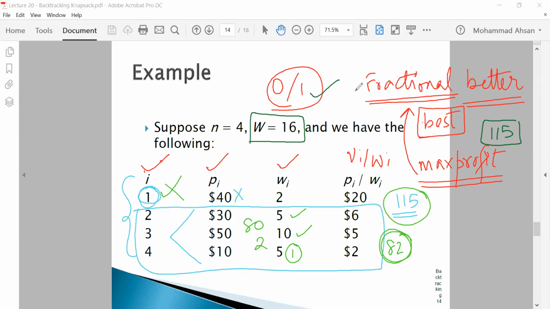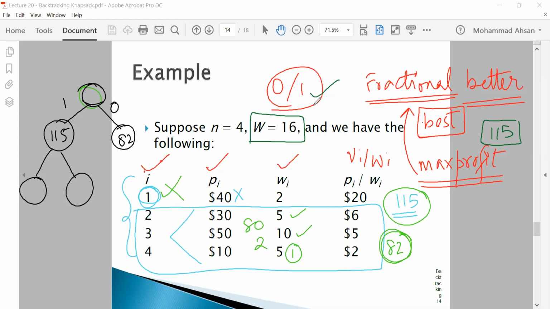Similarly, when you reach the next stage, what I'm talking about is this. I'm doing the fixed tuple state space tree, for example. So I pick up or I drop item 1. If I pick it, my max profit would still be 115. If I'm dropping, it drops to 82. Then again, here I have to make a decision: picking up item 2, dropping item 2. If I pick up item 2, this will stay as 115 because I still have 3 and 4 I can add.